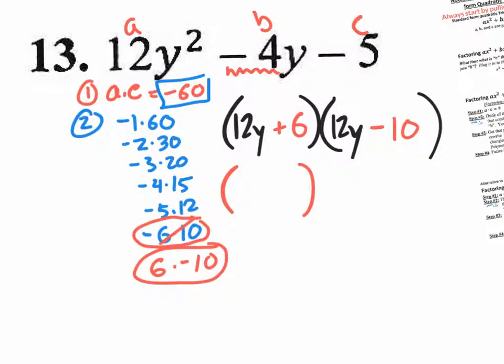So the 12 and the 6, you could reduce by 6. You could divide by 6, right? So what do we get when we divide by 6? 2y plus 1. And how about over here? What could I magically divide the 12 and the 10 by? By 2. And what do I get when I divide 12 by 2? 6y. Divide 10 by 2? Minus 5. And that's it.